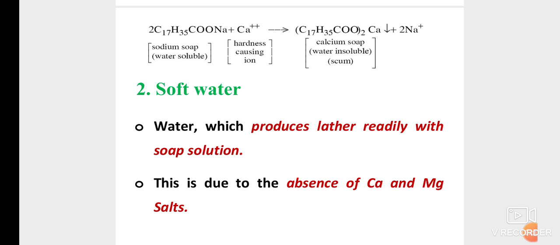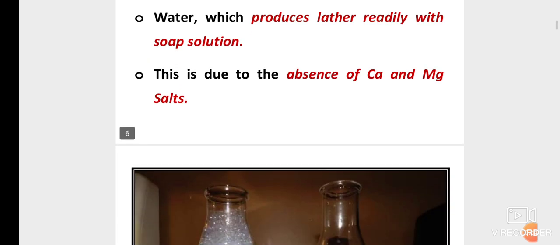Soft water, as I already told, produces lather easily with a soap solution. This is due to the absence of calcium and magnesium salts. Once again I repeat, hard water does not produce lather with the soap solution. Soft water easily produces lather with the soap solution. So hard water has the presence of calcium and magnesium salts, but soft water has the absence of calcium and magnesium salts. Do you understand? Okay.